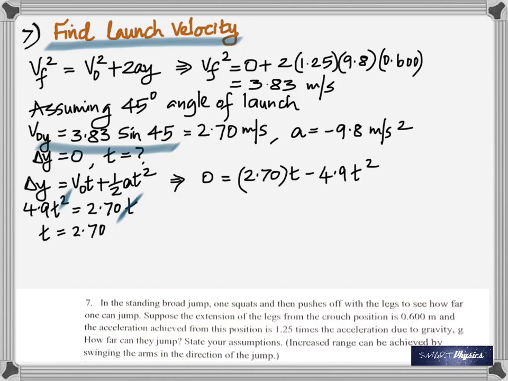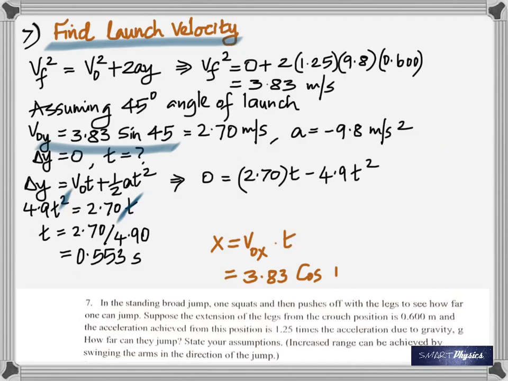And see, I know I'm going fast, but you can pause and look at it, and that's why I'm going fast. And you get the time as 0.553 seconds, and from there you can find the displacement along the x, multiplying it with the horizontal component and the time there, and you get 1.5 meters.